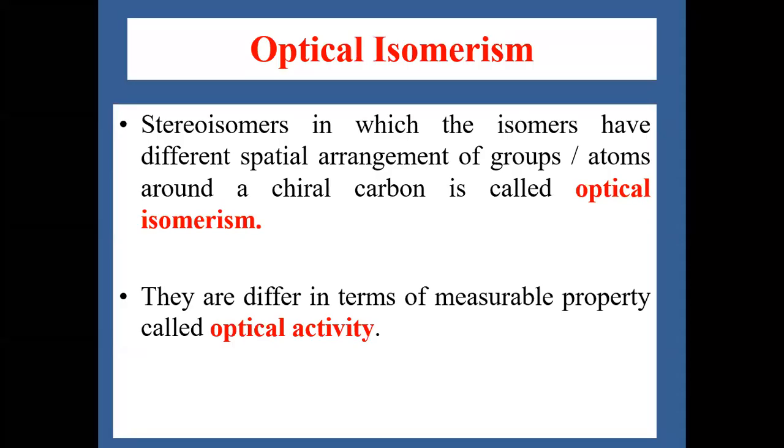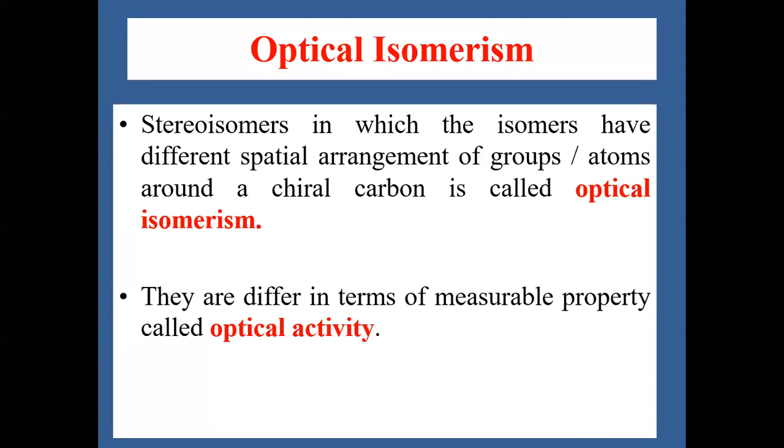So first of all, what is optical isomerism? Optical isomerism is nothing but stereoisomerism, in which the isomers have different spatial arrangement of groups or atoms around the chiral carbon. So first of all, what is chiral carbon? Chiral carbon is nothing but a carbon which is attached with 4 different atoms and groups. Now, these optical isomers differ in terms of a measurable property called optical activity.